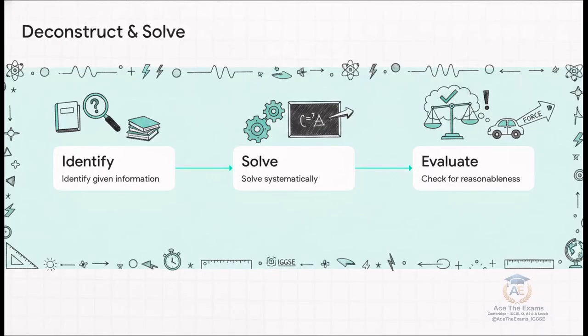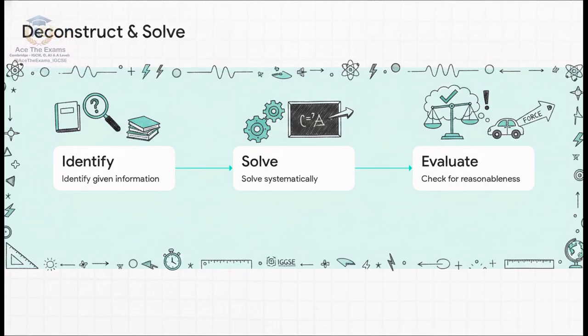Listen, top-scoring candidates use this exact deconstruct, solve, evaluate problem-solving loop to demonstrate higher-order thinking. When a nasty question asks how a resultant force changes velocity, first deconstruct it. What is the mass? What are the initial and final velocities? Pull the data out. Second, solve it systematically. Calculate the resultant force along that straight line step by step.